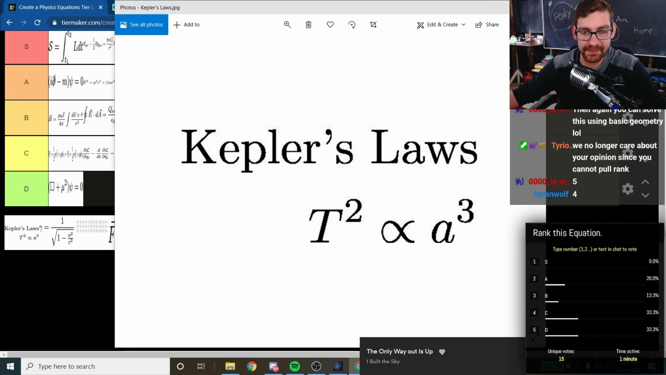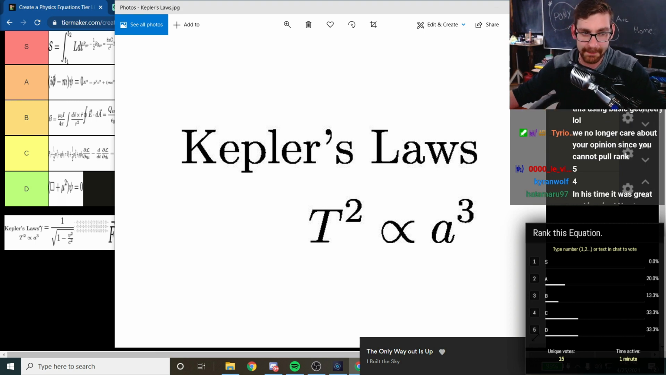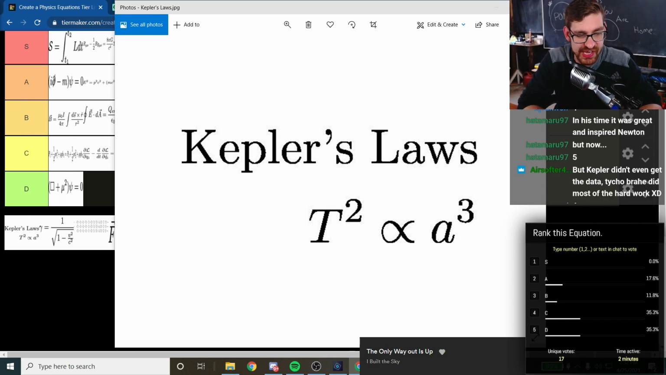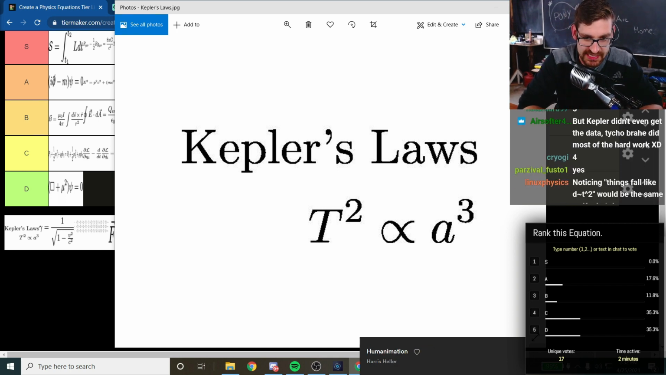In his time, it was great and inspired Newton, but now it's pretty cringe, right? Kepler didn't even get the data. Tycho Brahe did most of the hard work. So we should just steal him of that by giving him a rank of D, right? I guess I haven't voted yet. Maybe I should vote to break the tie. Maybe we should let a coin flip decide.